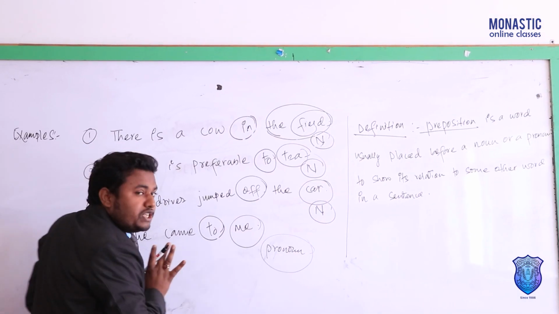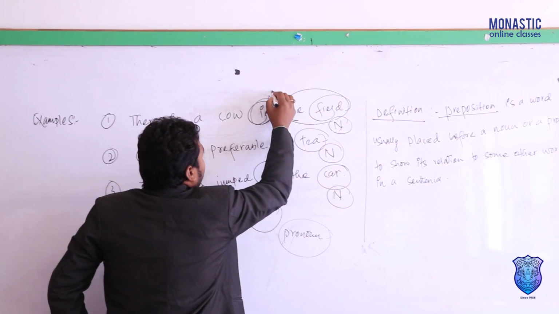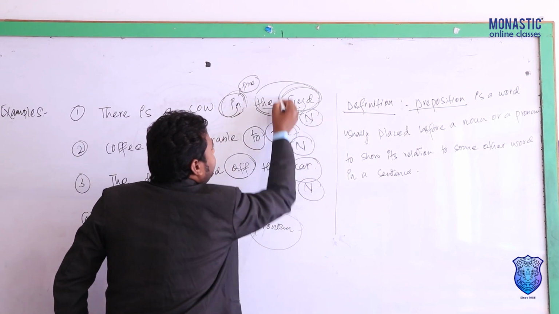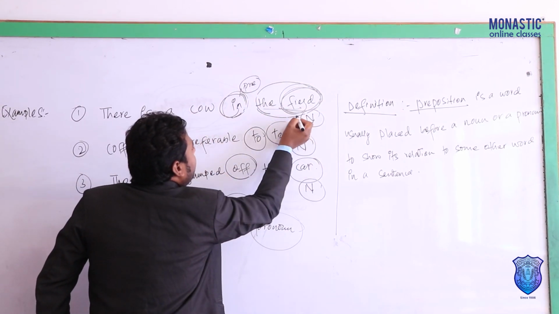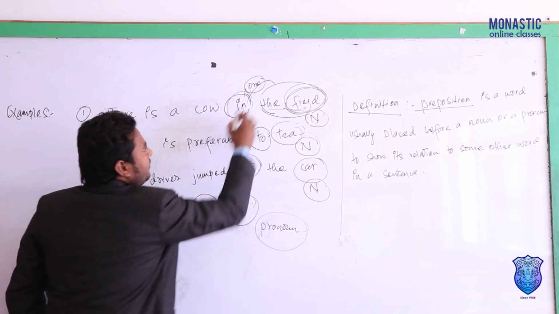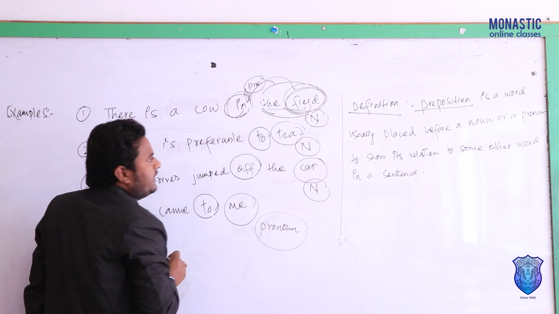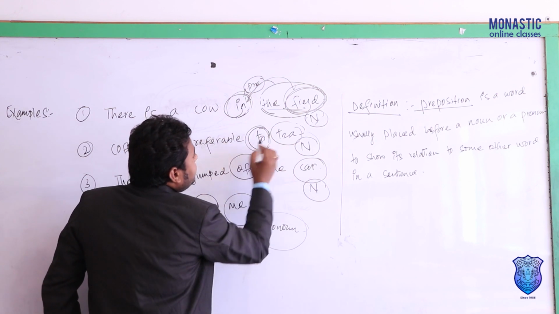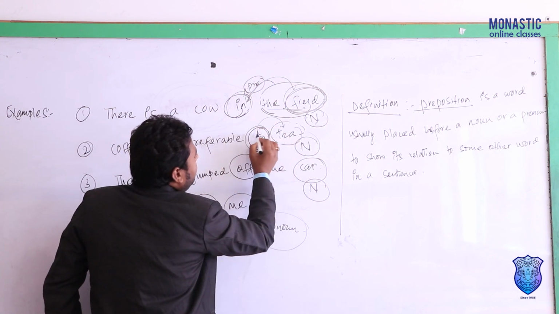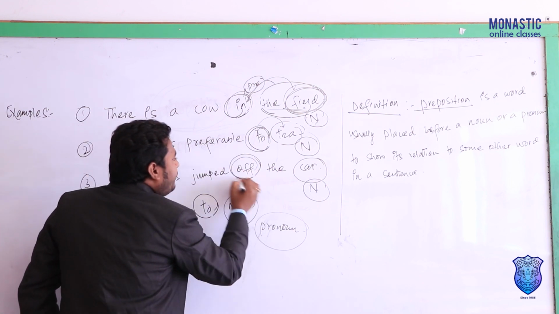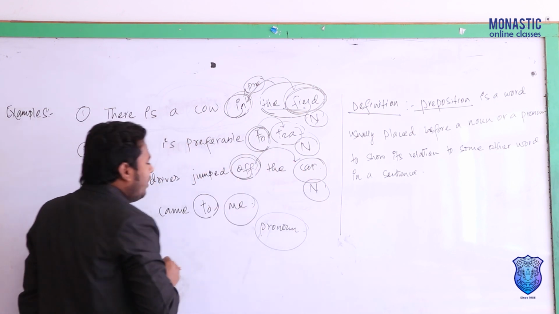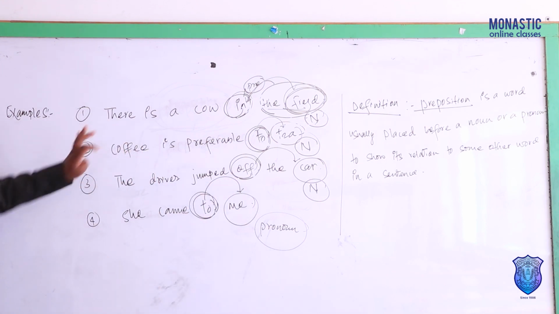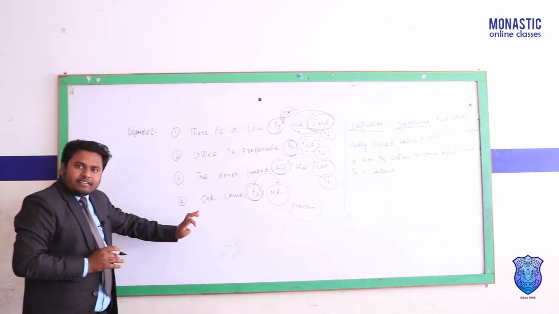Now you can see the example. This is our preposition. A preposition is used before a noun. The noun is field. Field is a noun. So before a noun, what is used here? Preposition. In the second example also, to is our preposition, which is used before a noun. Here, off is a preposition used before a noun. Here, to is a preposition used before a pronoun.